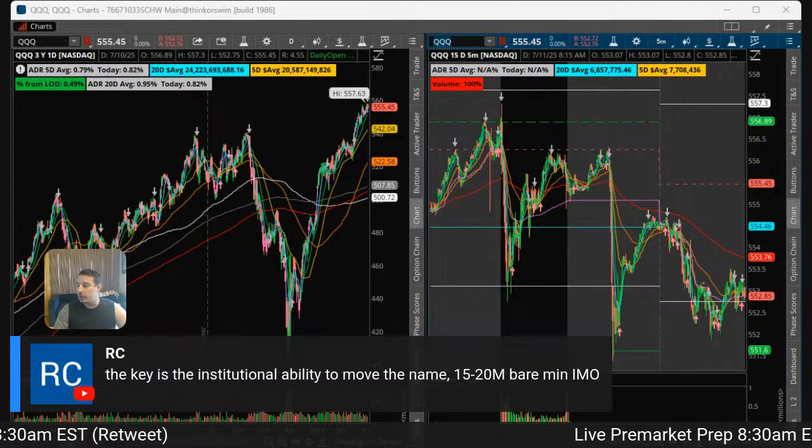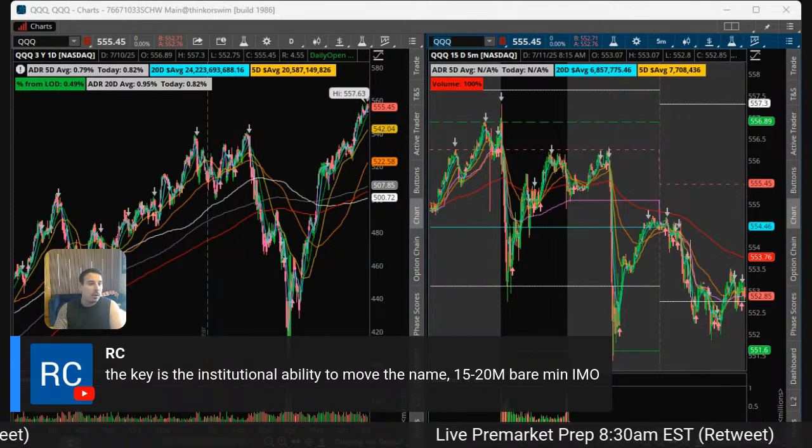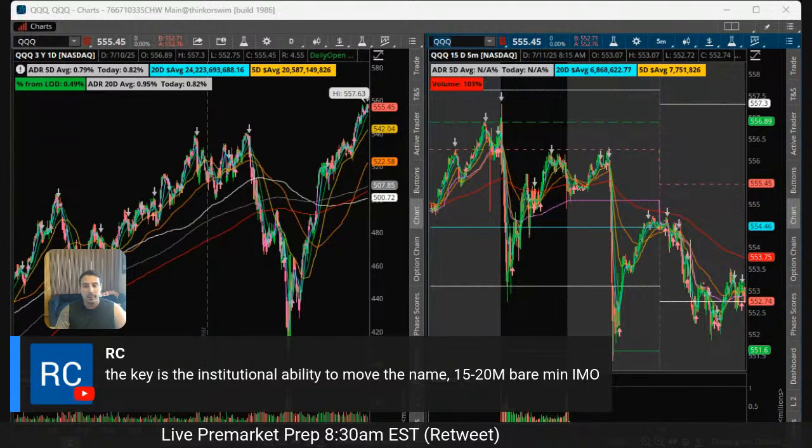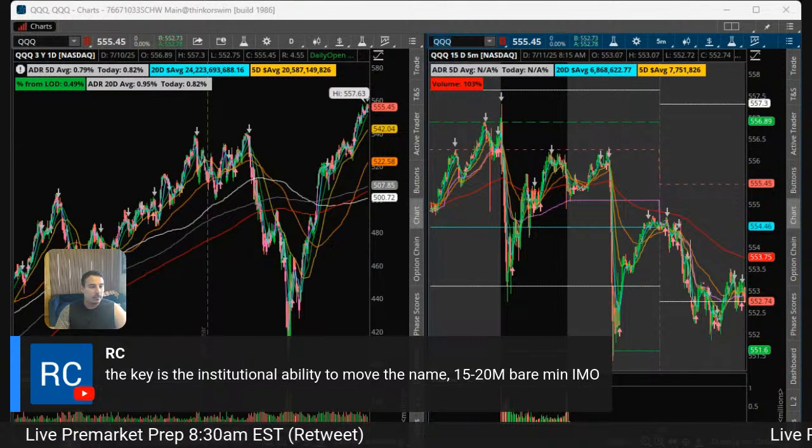Yeah, institutions can't really move names that are 10 and 20 million because they're not trading names that only trade 10 and 20 million. That's the key.